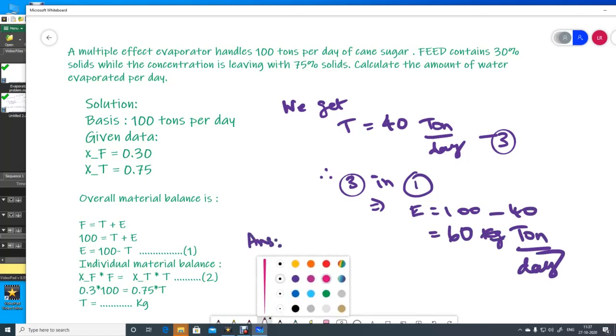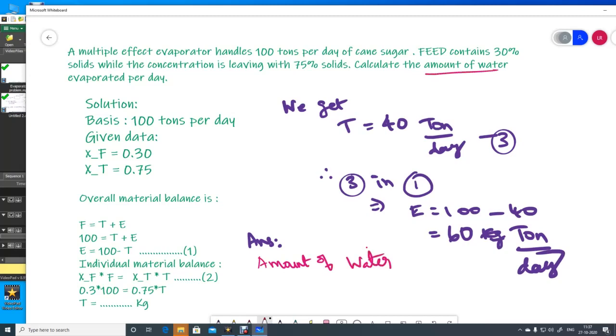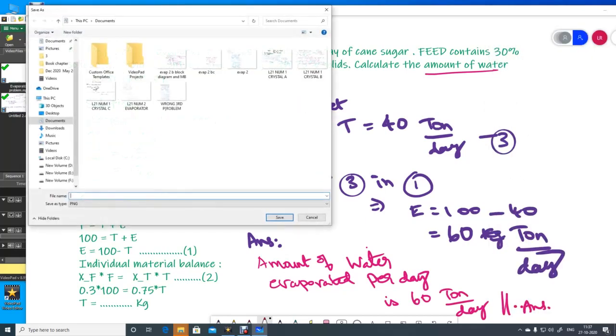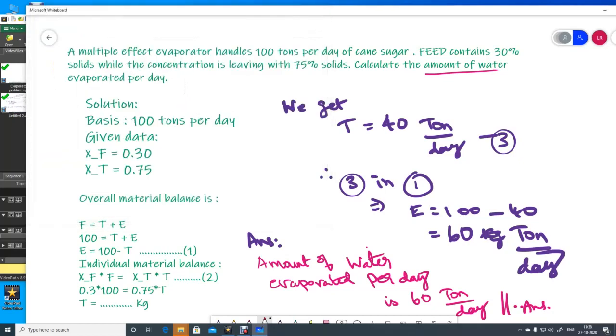We should not get confused here, because most of the problems we do are in kg per day. So carefully check the question once we complete the answer. In this question it is asked to calculate the amount of water evaporated per day. So from the question itself, the amount of water evaporated per day is 60 tons per day. So that is our required answer for this question.